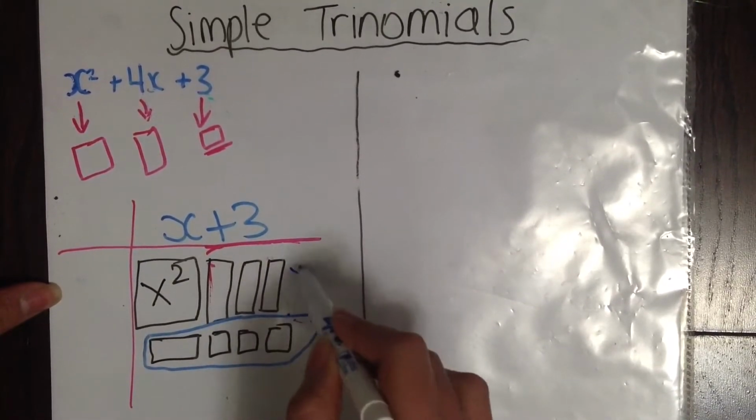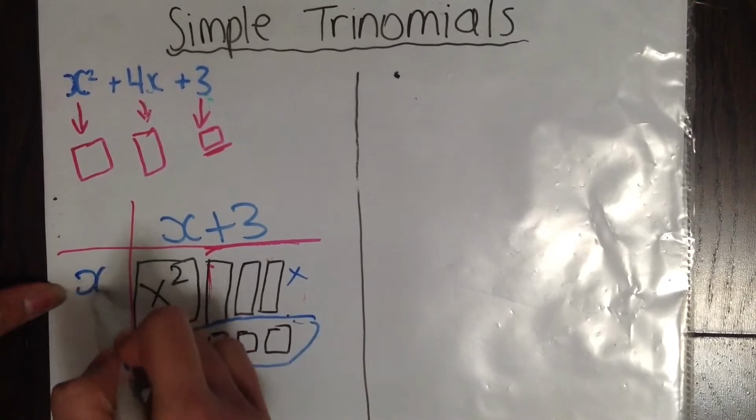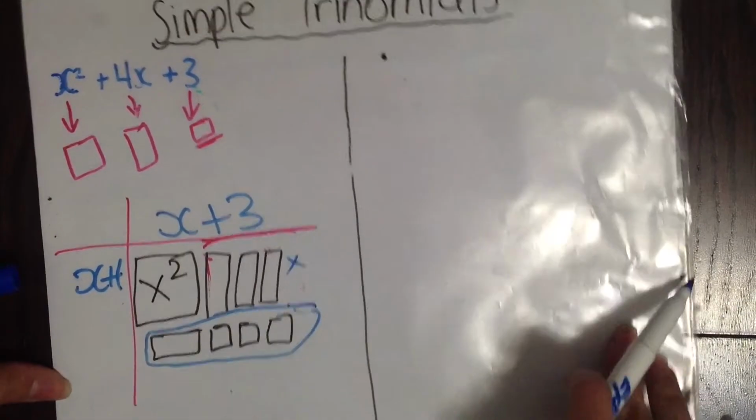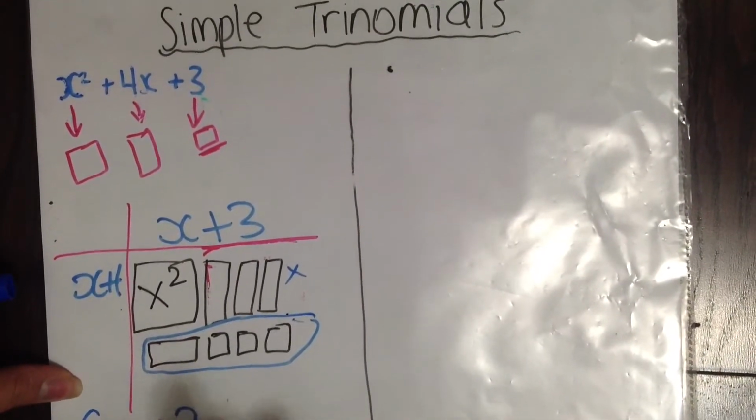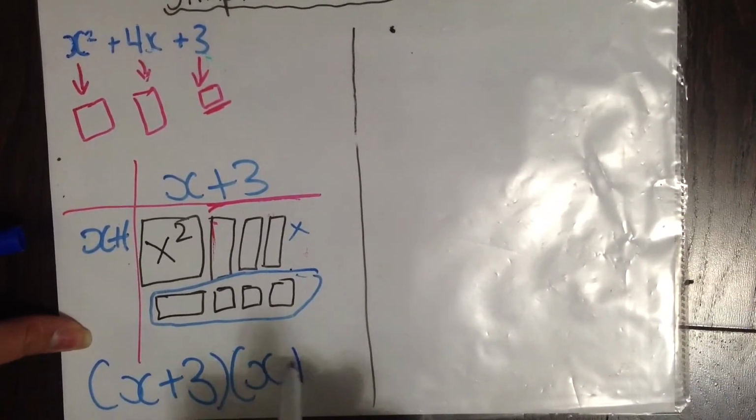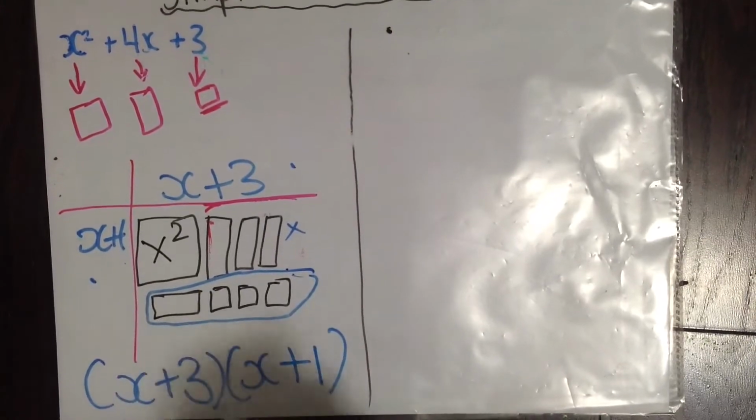So this is x and this is 1. So x plus 1. So what you do is that you know that when you factor this, this is x plus 3 and the other term is x plus 1. You just write both of them in brackets.